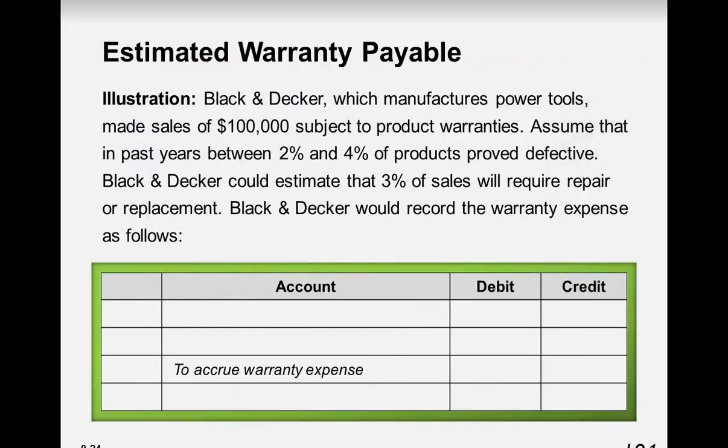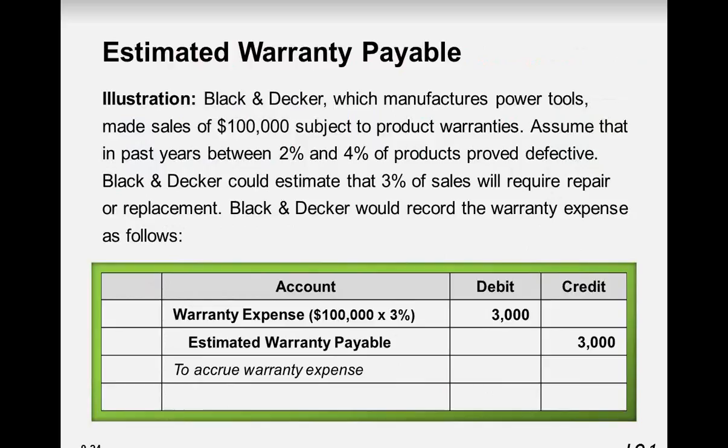To record the estimated warranty, we're going to look at Black & Decker. They made sales of $100,000 for a product subject to product warranties. Assume that in past years between 2 and 4% of their products proved to be defective, so they're going to estimate that 3% of their sales will require repair or replacement. They record that by taking 3% times the $100,000 in sales to come up with $3,000, and estimated warranty payable is your $3,000. Expenses increase on the debit side. Your warranty payable is your liability account. Liabilities increase on the credit side.